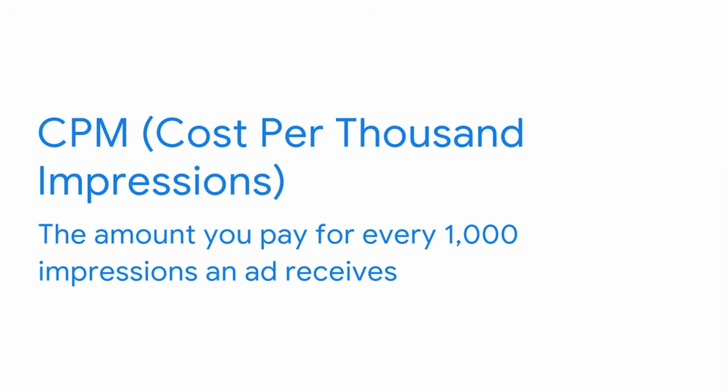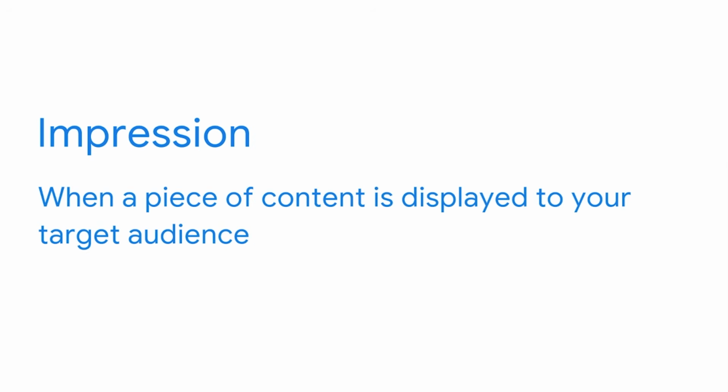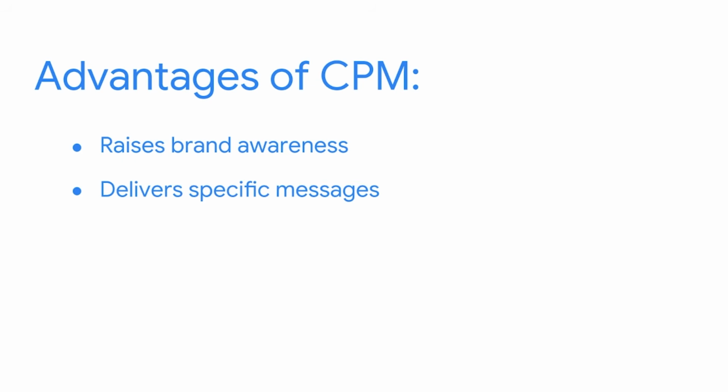And then there's CPM. CPM, or cost per 1,000 impressions, is the amount you pay for every 1,000 impressions an ad receives. As a reminder, an impression is when a piece of content is displayed to your target audience. CPM charges you whenever your ad is viewed 1,000 times. CPM is ideal for social media campaigns that focus on raising brand awareness, delivering specific messages, and increasing engagement. When all you want to do is maximize your visibility, click-through rates and conversion rates are not as essential.